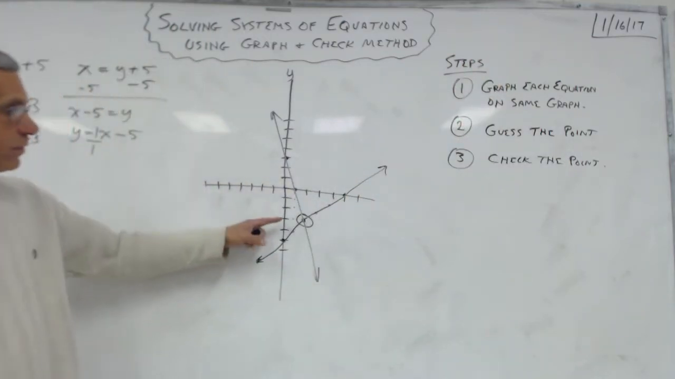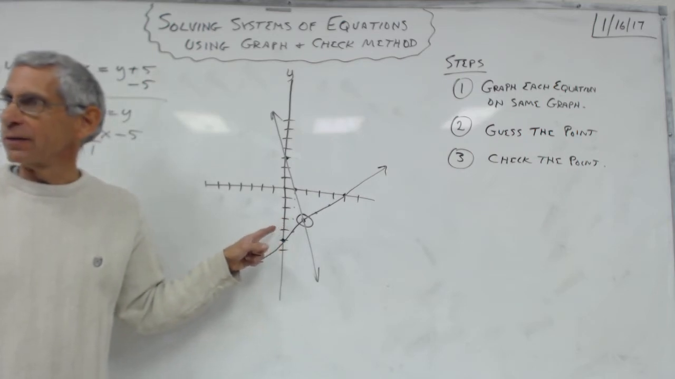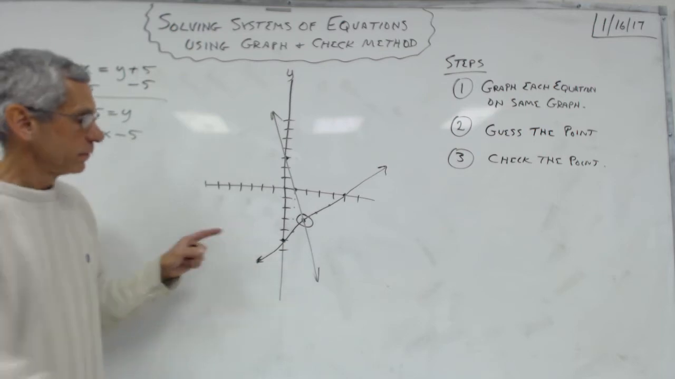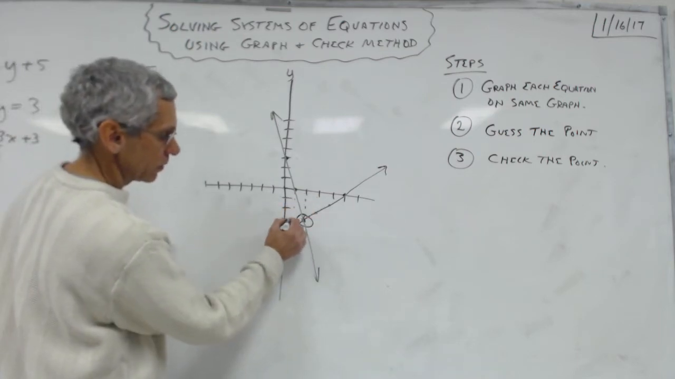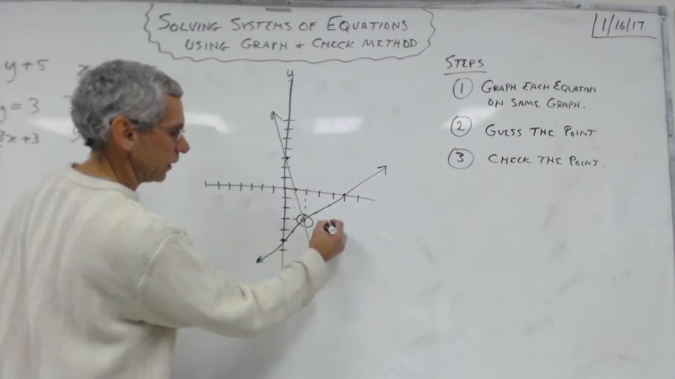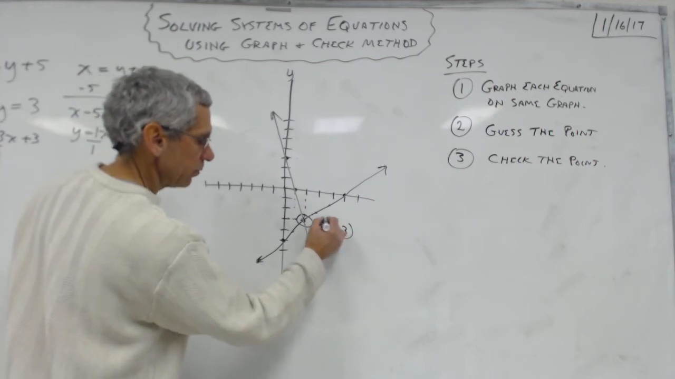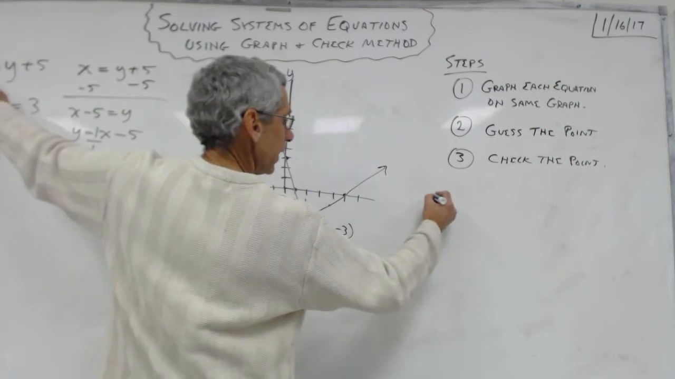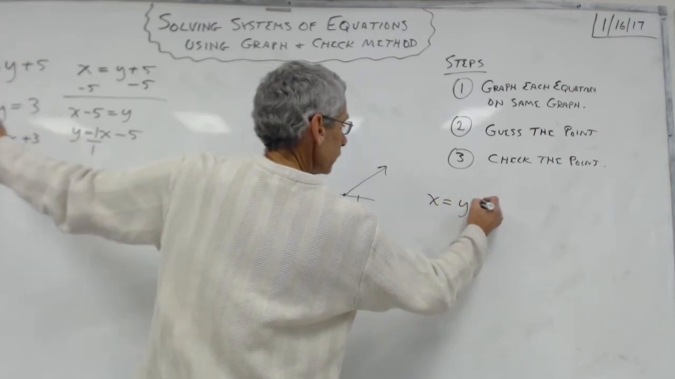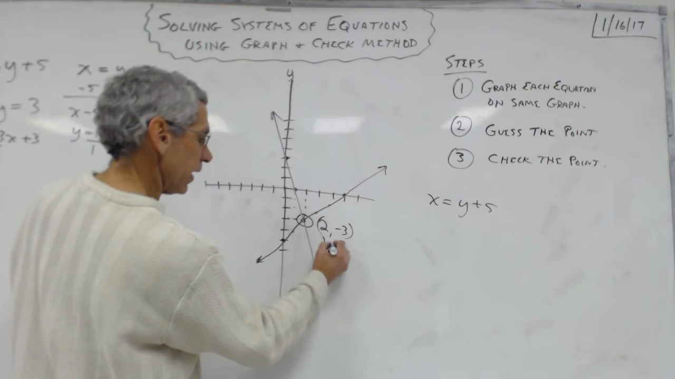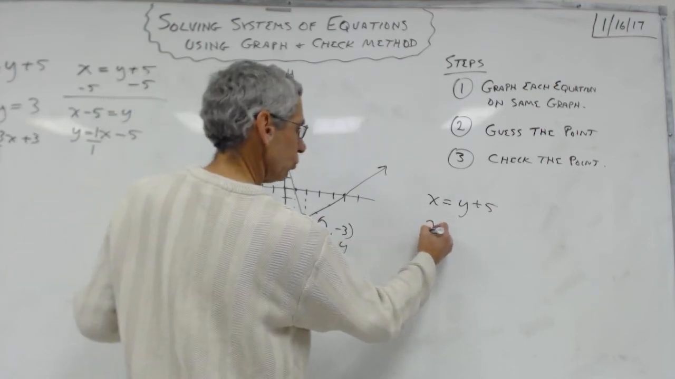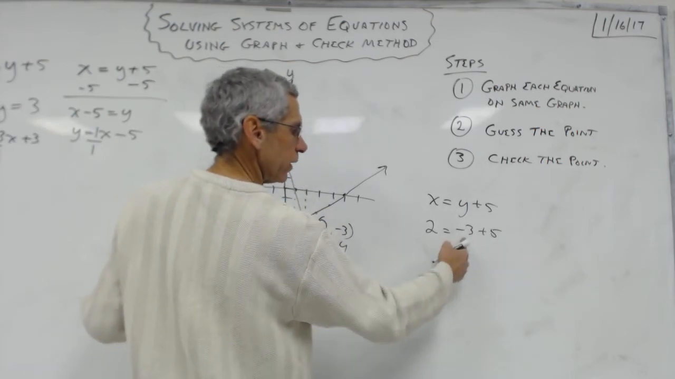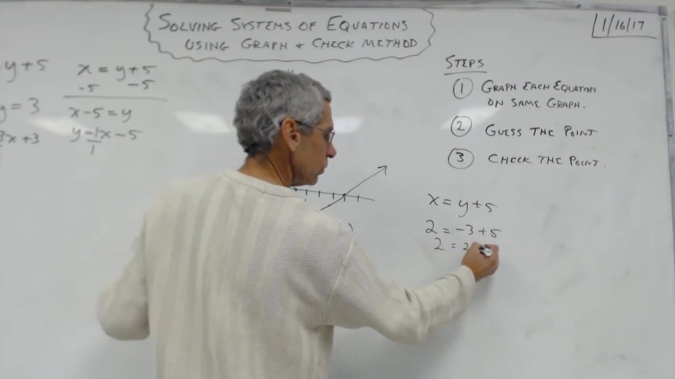All right, so what do you predict that point is? What is that point? To me, it looks like 2, negative 3, right? But now I got to check it. So I got to go back to my original equation. x is equal to y plus 5. And this is my x and this is my y. So 2 is equal to negative 3 plus 5. Is that true? 5 minus 3 is 2. 2 equals 2. That checked.